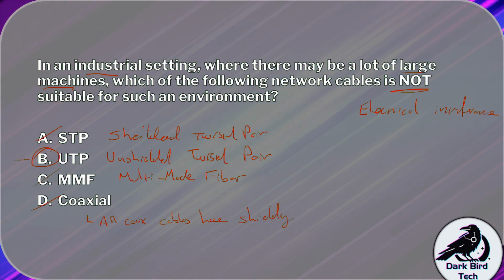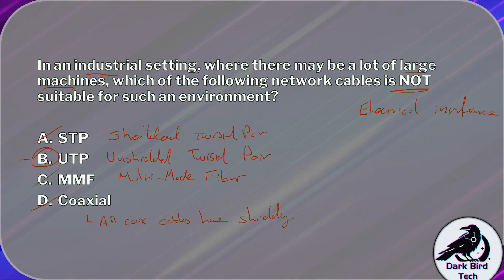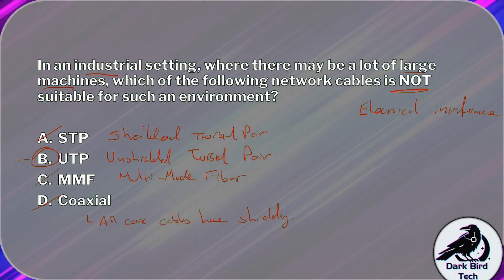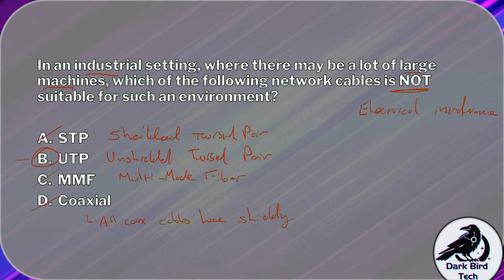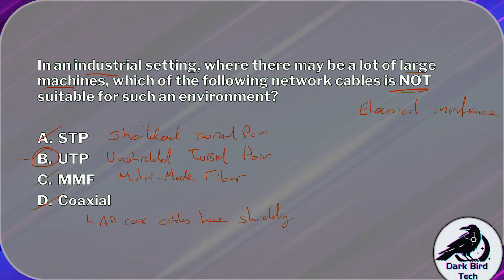Unshielded twisted pair is usually A-OK in a home environment or an office environment, but when it comes to any sort of industrial environment, you probably want something that's able to handle electromagnetic interference. And shielded twisted pair is fine for that, fiber is fine for that, coax is fine for that. Good luck finding coax interfaces nowadays, with the exception of cable internet service providers. But for this situation, we're looking for the cable that would work worst, and that will be the UTP cable.